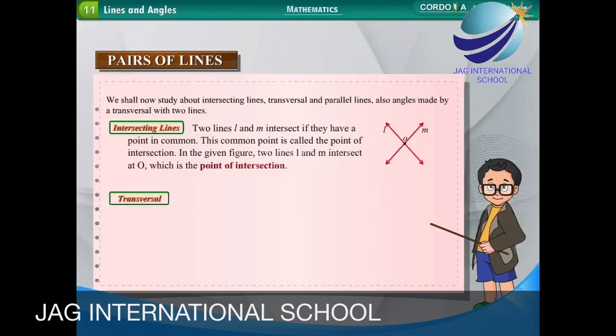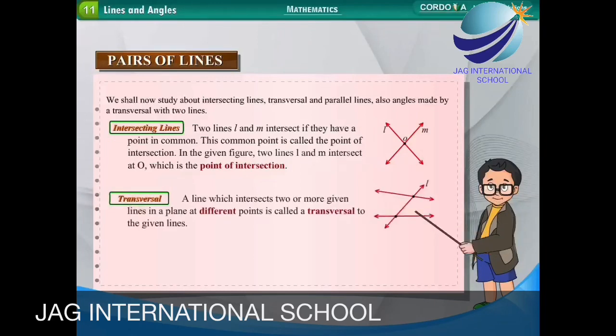Transversal. A line which intersects two or more given lines in a plane at different points is called a transversal to the given lines. In each of the figures given below, L is a transversal.